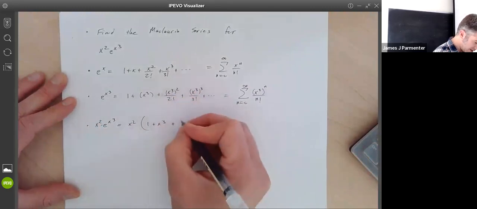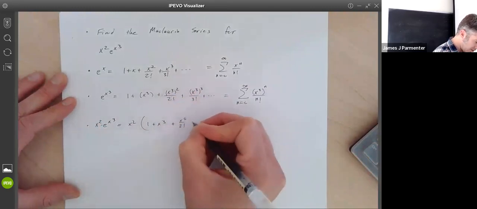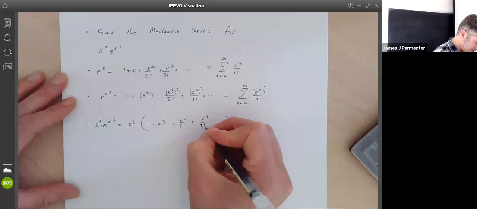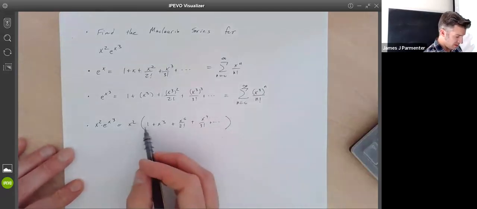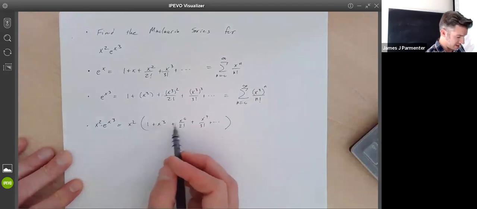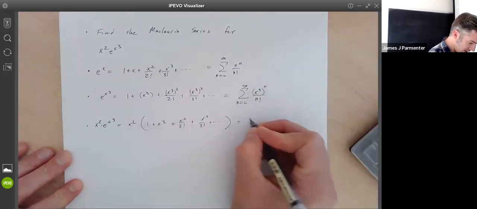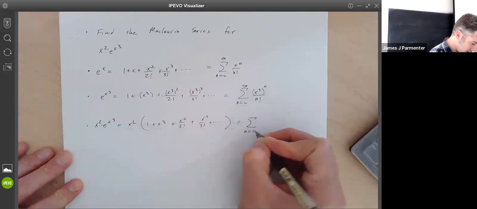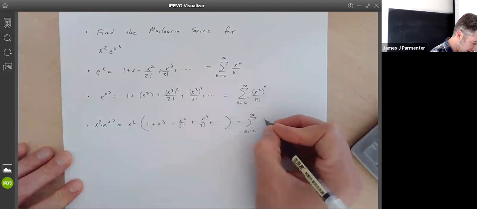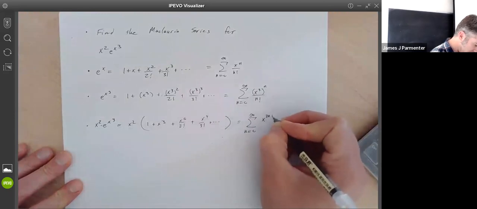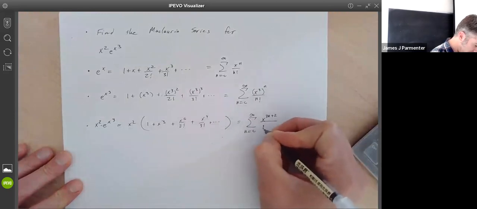So x squared times e to the x cubed is just going to be x squared times all of that. And we can start simplifying things. That's x to the 6th over 2 factorial. That's x to the 9th over 3 factorial. And if we think about distributing that through, we have x squared plus x to the 5th plus x to the 8th over 2 factorial. We can see the pattern, we're just really adding 2 to the power of x. Instead of getting x to the 3n, we're going to get x to the 3n plus 2 over n factorial.